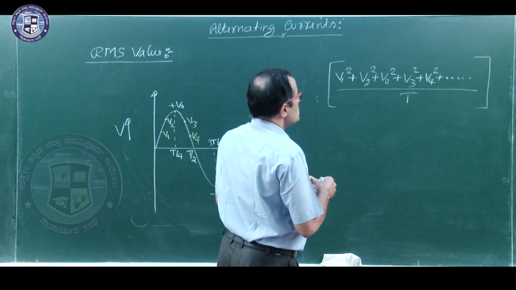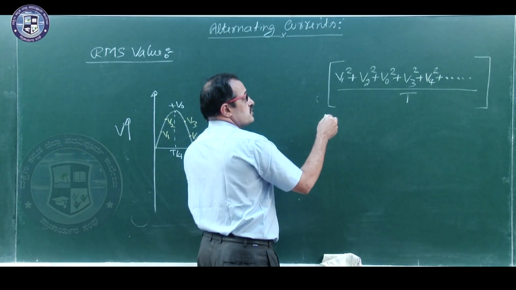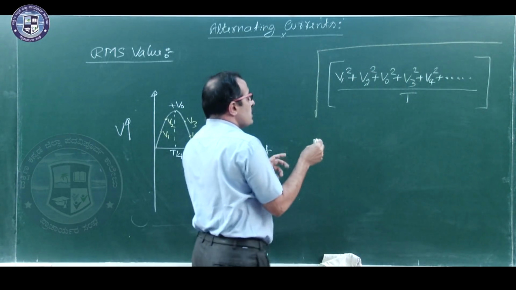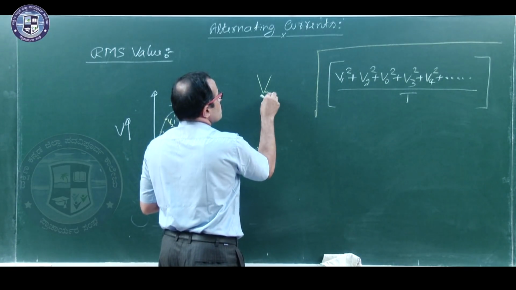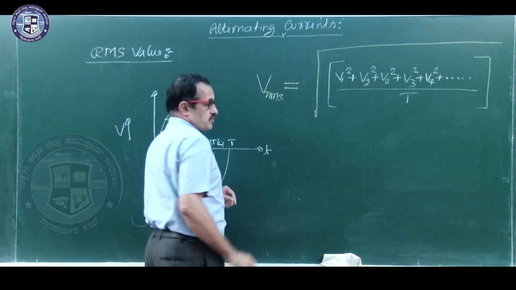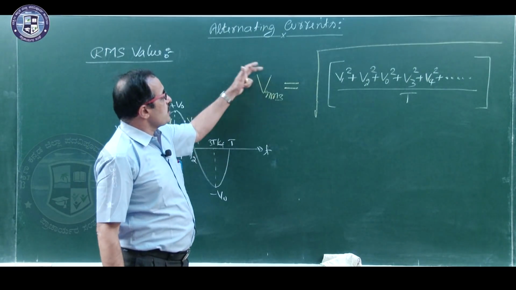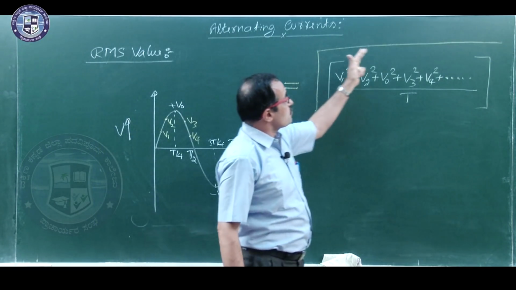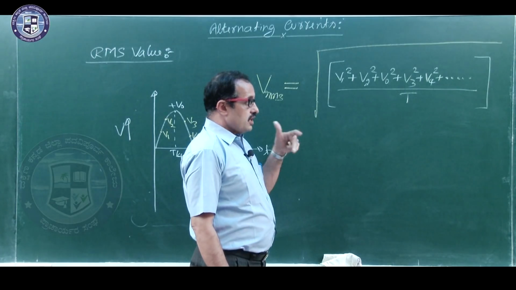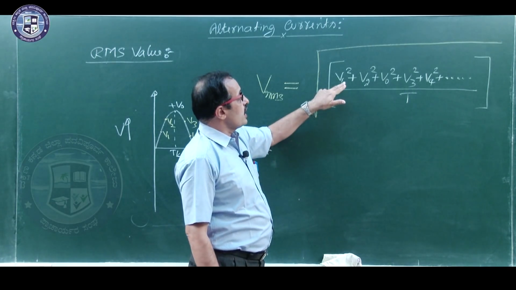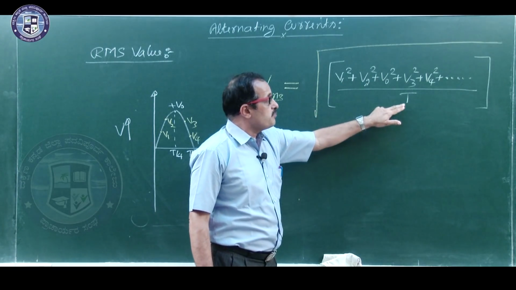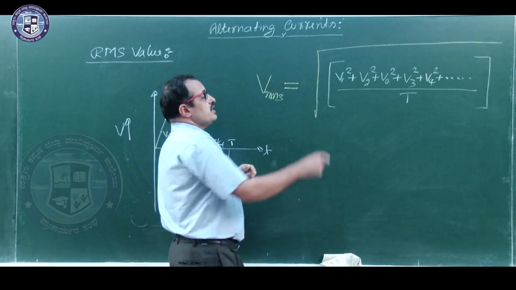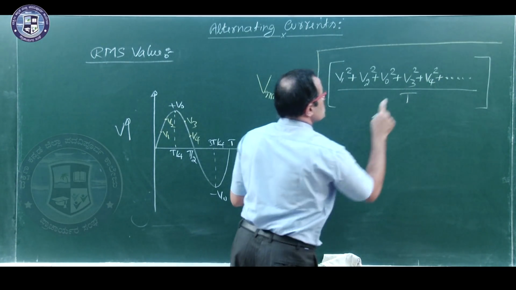Now, because we are squaring, to compensate for that we take the square root. Then we get the value that is known as VRMS. So, what is VRMS? RMS value of AC. RMS value of AC is the square root of the average of the squares of the instantaneous value over the complete cycle, full cycle. That is the definition.